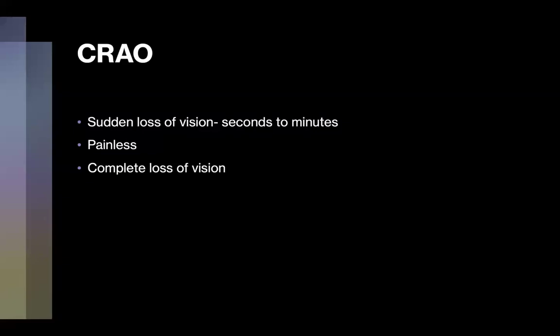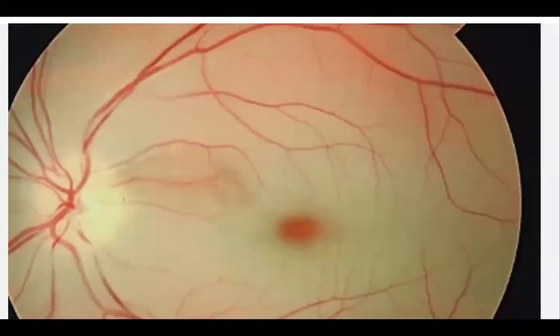The next case is central retinal artery occlusion. So it's a sudden loss of vision within seconds to minutes, painless, and it's usually a complete loss of vision. There are exceptions, but for your exam purposes, remember it's a complete loss of vision. Usually it's a complete loss. Complete loss means from 6/6 vision to 6/60 or hand movements. That kind of a rapid reduction of vision.